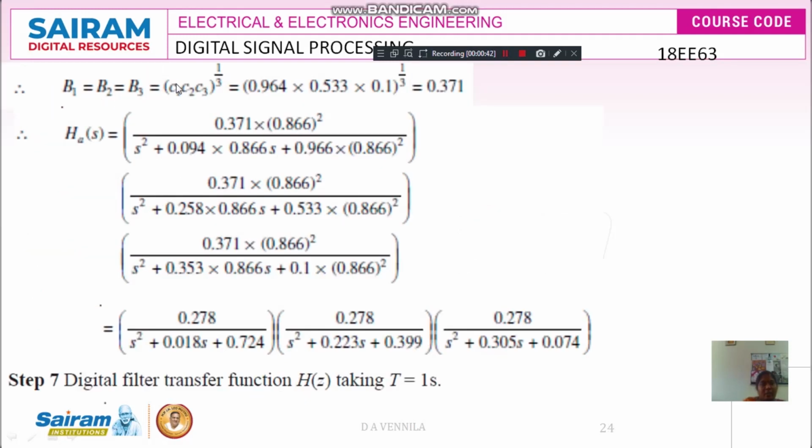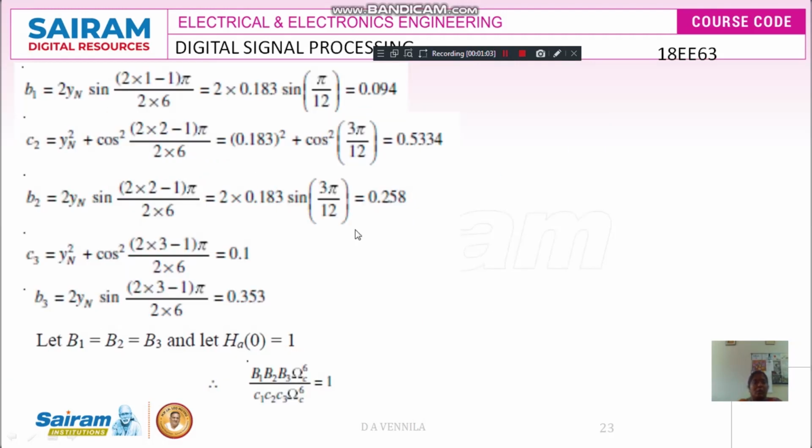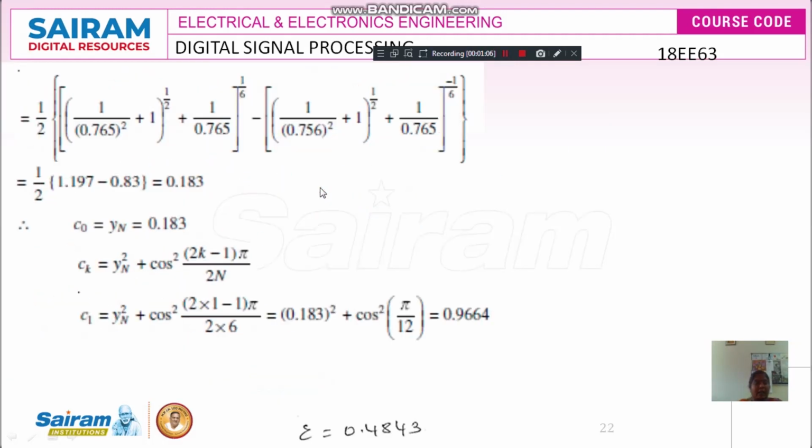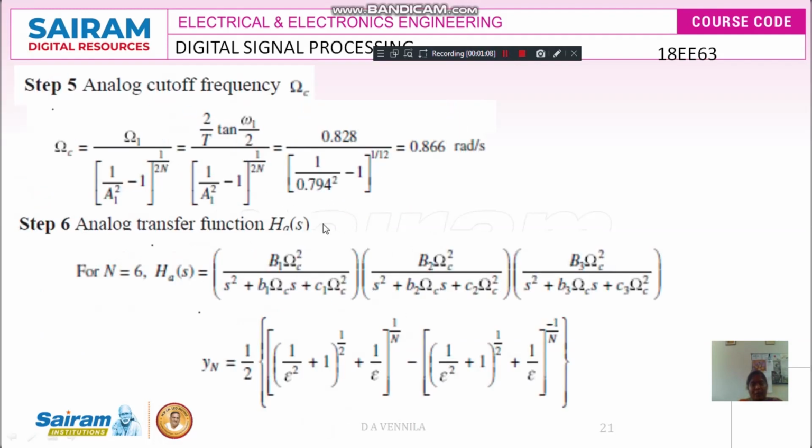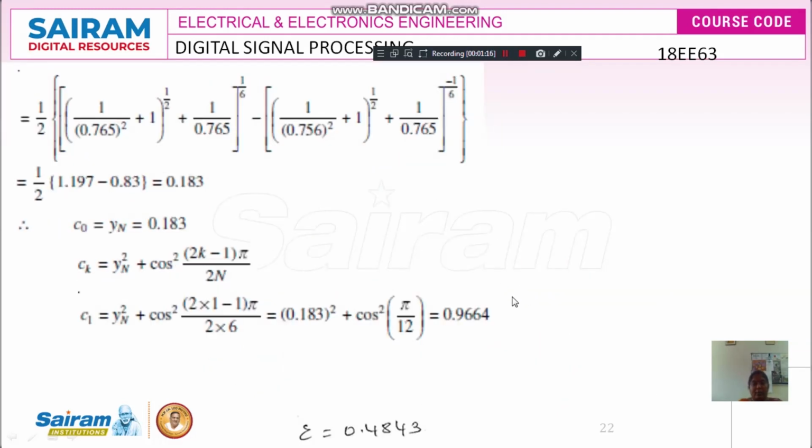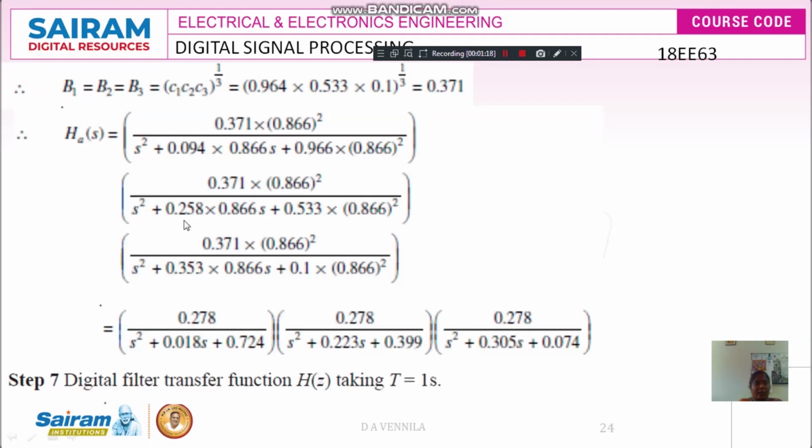Now b1 b2 b3 is equal to c1 c2 c3 to the power 1 by 3, because we know that omega c6 we have calculated. Using that value and the c1 c2 c3 values we have calculated, we are going to substitute and find the b1 b2 b3 values. We already got the cutoff frequency using a1 and omega 1. The cutoff frequency will be 0.866. That value we have to substitute, and using that we are going to find the value of b1 b2 b3.